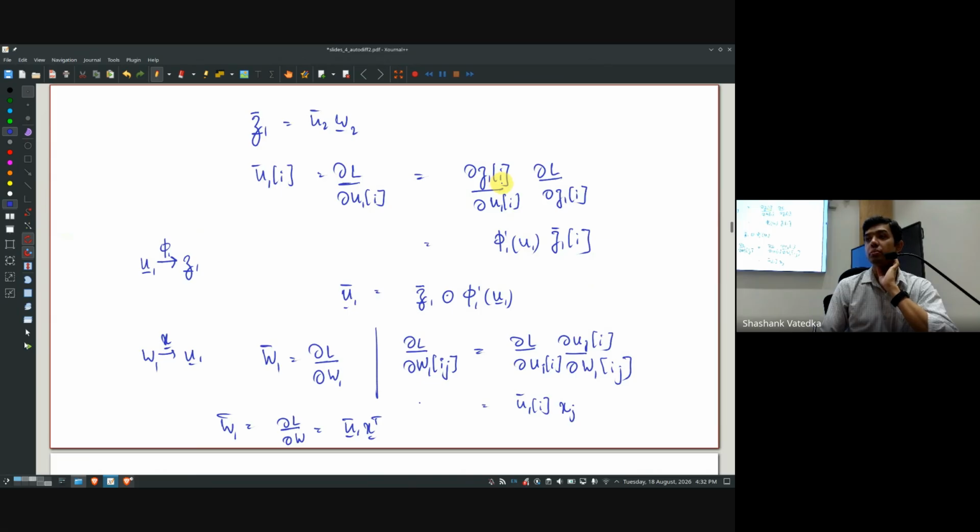We need to, because this is just a number, right? So Z1 is a vector. And only the ith element of Z1, correct. So Z1 is just phi1 of U1, right? And this phi1 is applied element wise on U1. So only the ith element of Z1 depends on the ith element of U1.